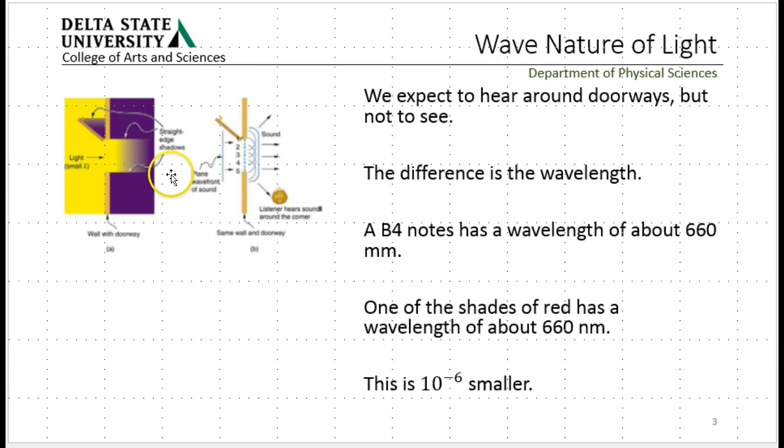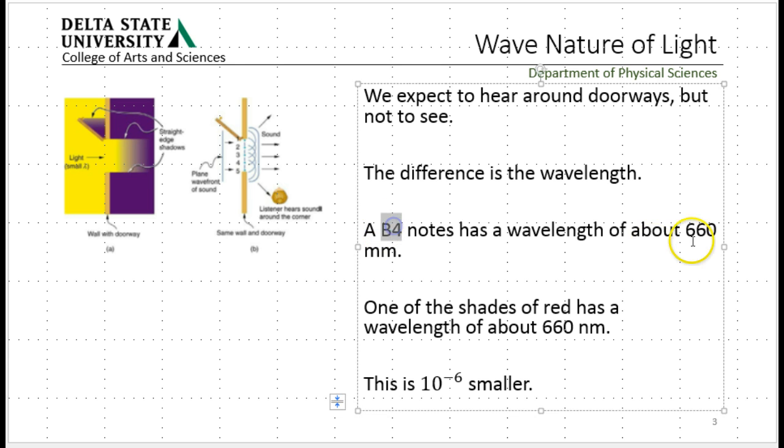And the real reason there's this difference is that if you take, like, a B4, right, it has a wavelength of 660 millimeters. So about 0.6 meters. That's comparable to the size of the door. But if you look at red light at 660 nanometers, that's 10 to the minus 6 smaller. So the door is enormous compared to light wavelength, versus the sound wavelength.